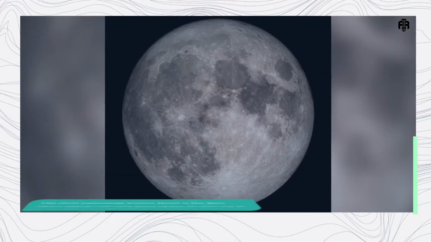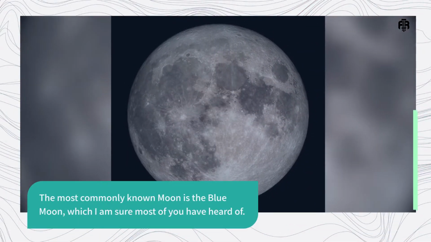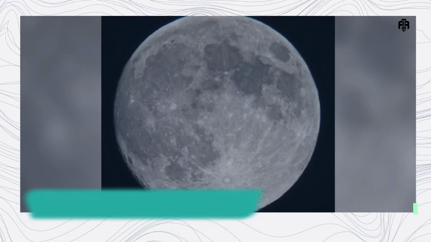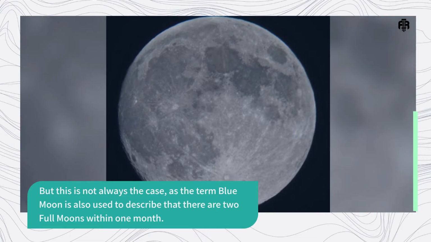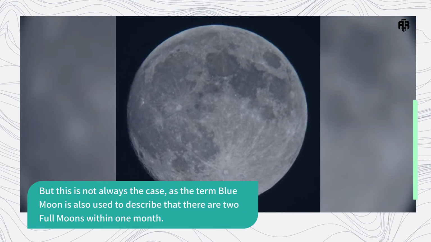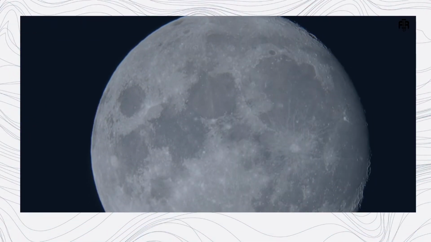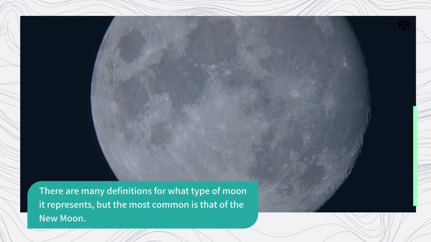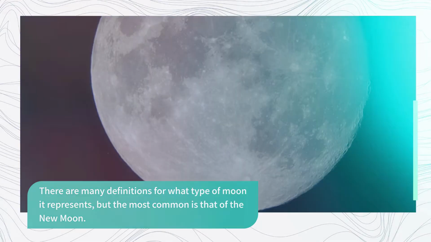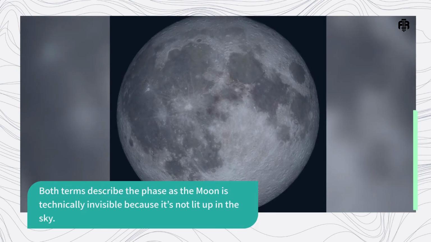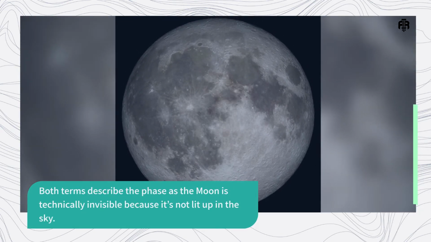The most commonly known moon is the blue moon, which I am sure most of you have heard of. But this is not always the case, as the term blue moon is also used to describe that there are 2 full moons within one month. There are many definitions for what type of moon it represents, but the most common is that of the new moon. Both terms describe the phase as the moon is technically invisible because it's not lit up in the sky.